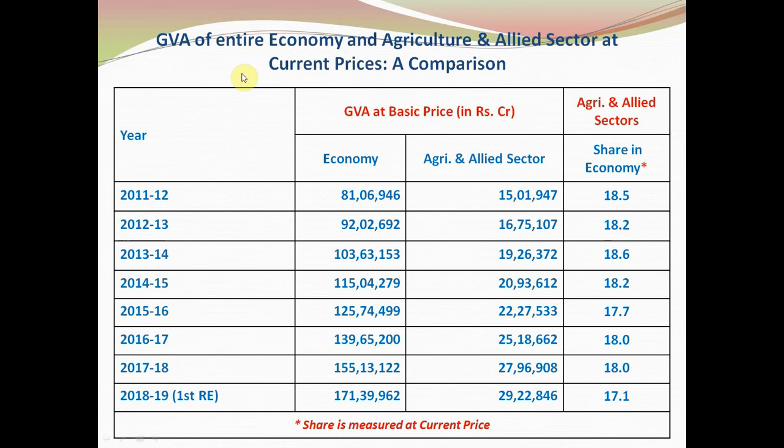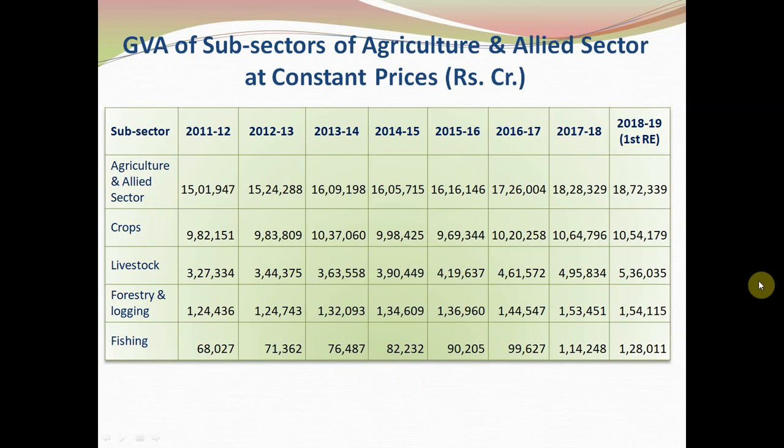Here we have shown GVA of the entire economy and agriculture and allied sector at current price. This is GVA at current price, and this is GVA for the agriculture and allied sector. Here we are taking share in economy. What is share in economy? It is measured at current price. In the total economy, what is the share of agriculture and allied sector? That is our share.